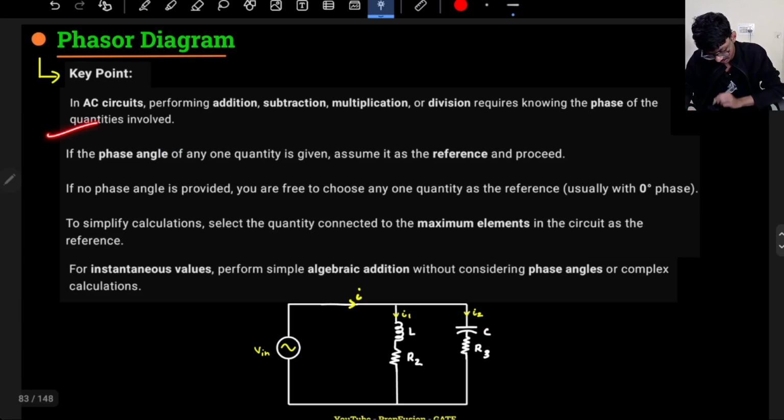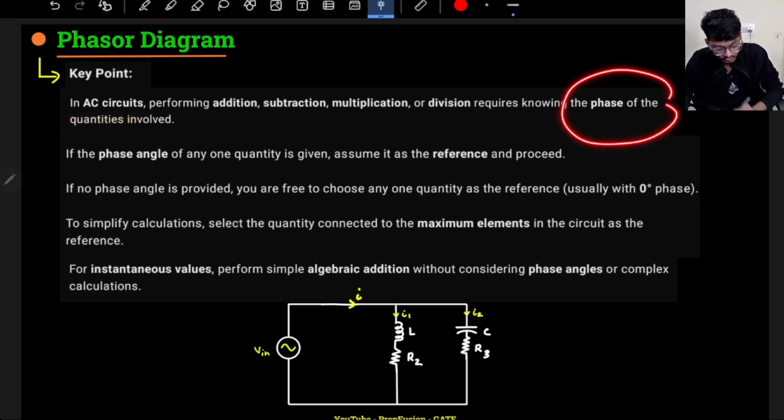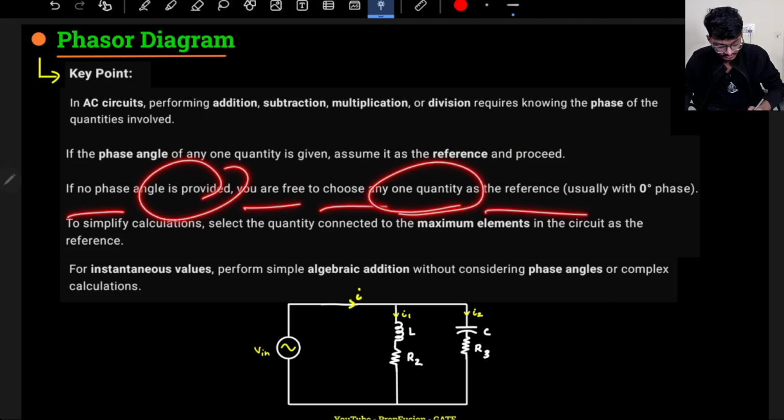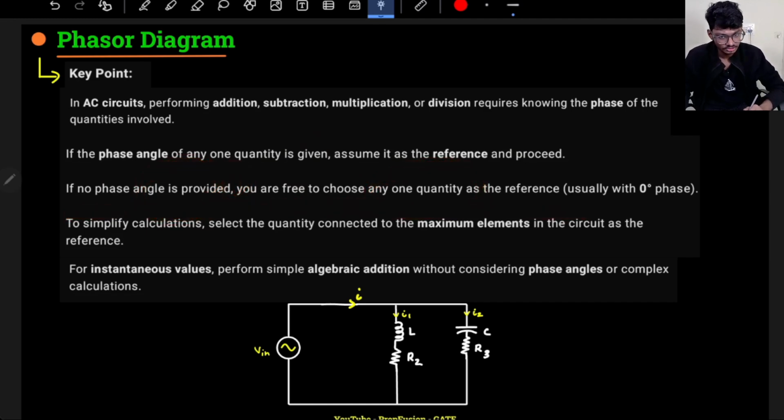Here the same thing is written, that in AC circuits, performing addition, subtraction, multiplication, division requires the knowledge of the phase of that quantity. Then only will you be able to do the phasor addition or subtraction. If the phase angle of any one of the quantities is given, assume it as the reference and proceed, or you can assume your own reference. I will tell you about that later on. If no phase angle is provided, you are free to choose any one quantity as the reference. Generally, for series circuits, you choose the current, and for parallel, you choose the voltage.